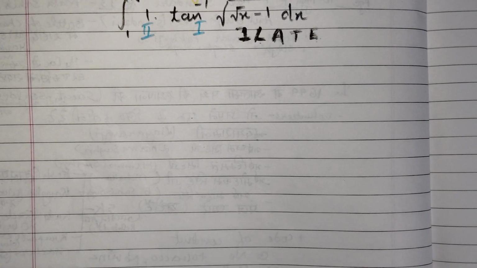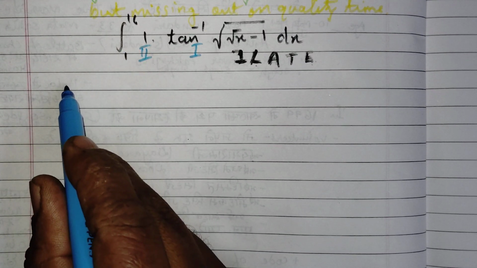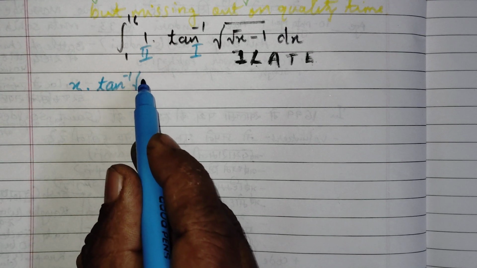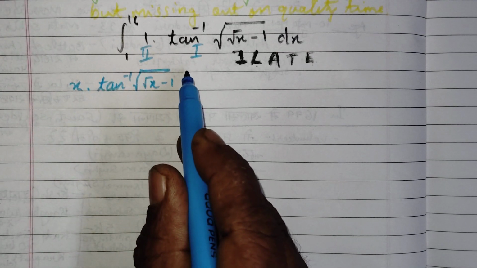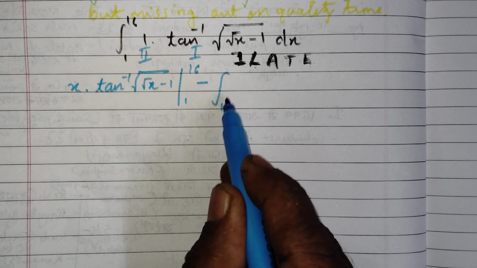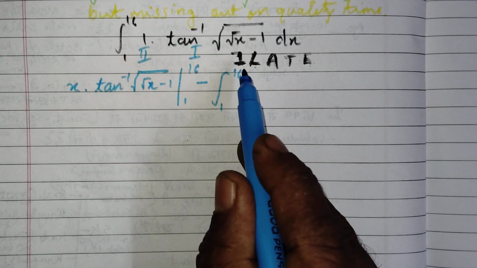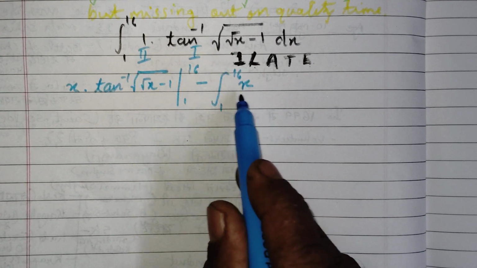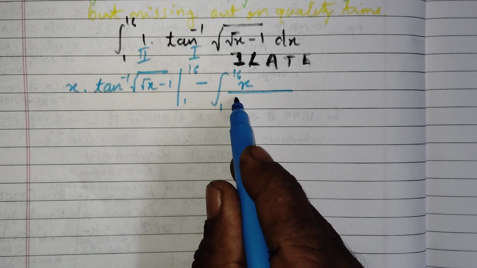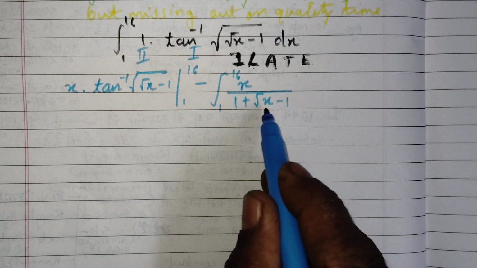Now, do you know the integration by parts formula? We write the first function as it is and integrate the second one. The integration of 1 is x, and the first is written as it is: x tan inverse square root of x minus 1, with limit 1 to 16, minus the integral from 1 to 16 of the integration of the second function, which gives x, times the differentiation of the first function. The differentiation of tan inverse x is 1 upon 1 plus x square. Squaring the square root, it cancels out, so only x minus 1 is left.